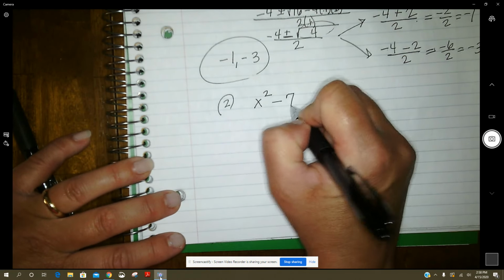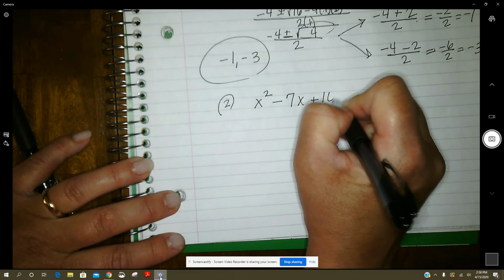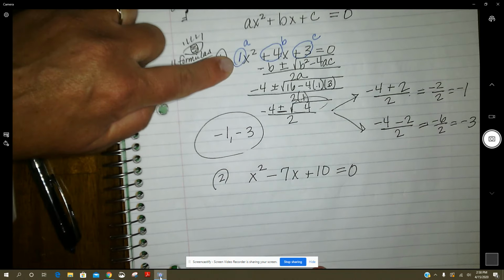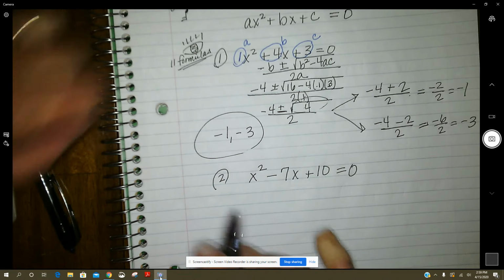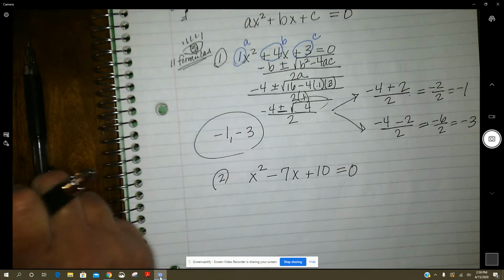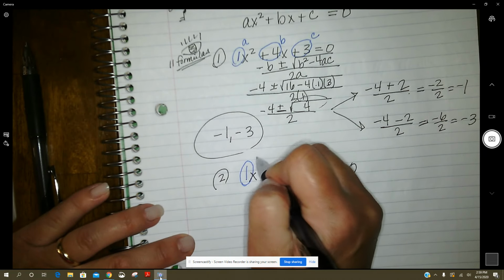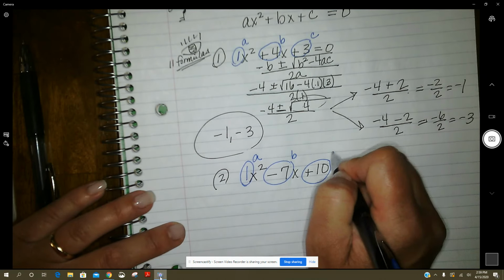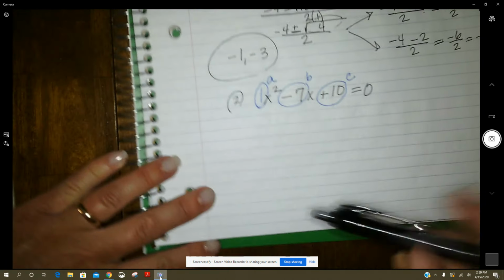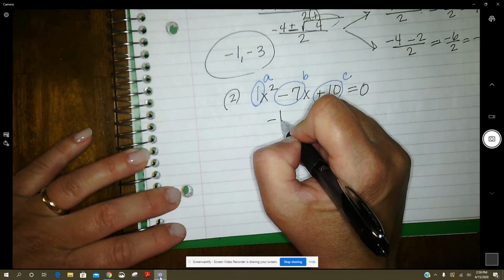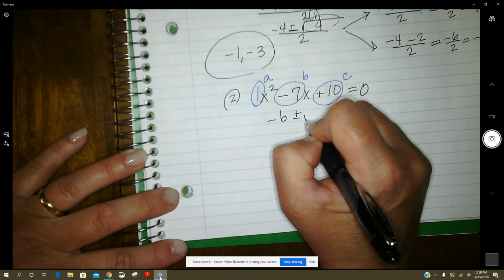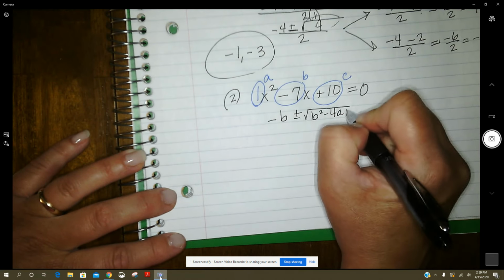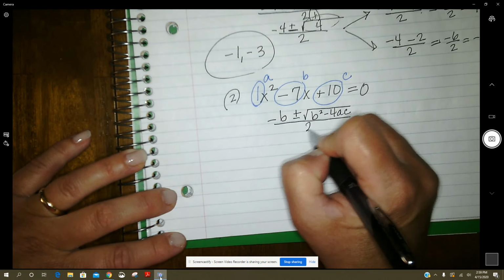All right, number 2 says x squared minus 7x plus 10 equals 0. So remember what we did the first time? First thing we need to do is label A, B, and C. A is 1, B is -7, C is +10. I need to write the formula: -b plus or minus the square root of b squared minus 4ac all over 2a.